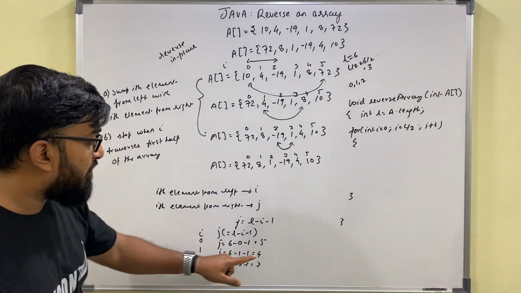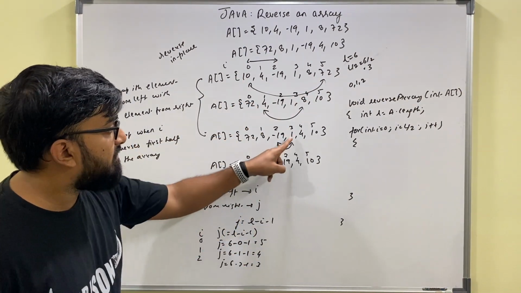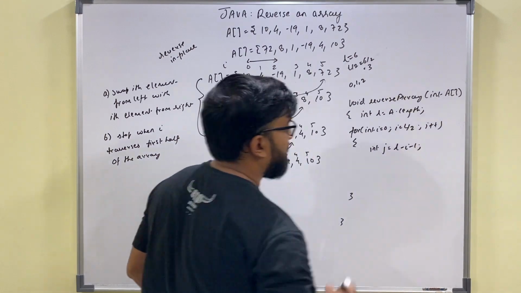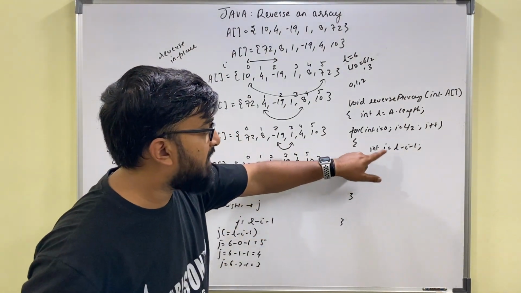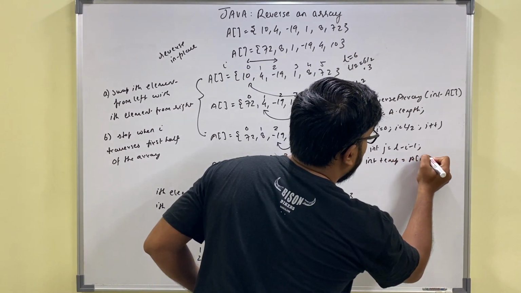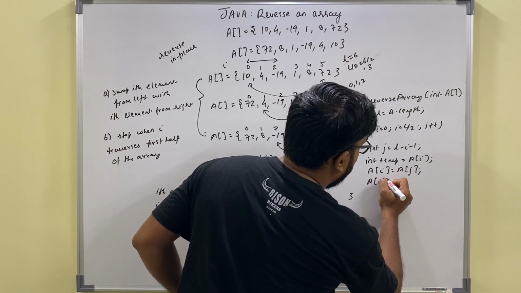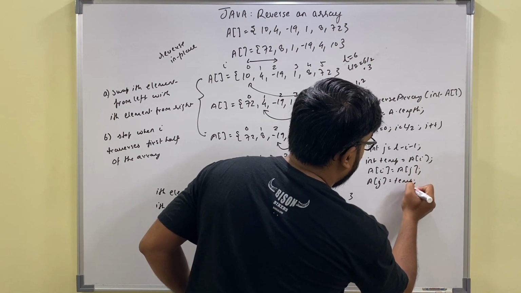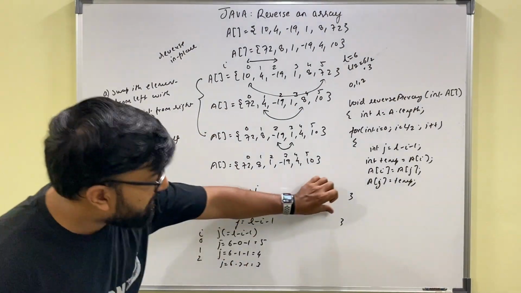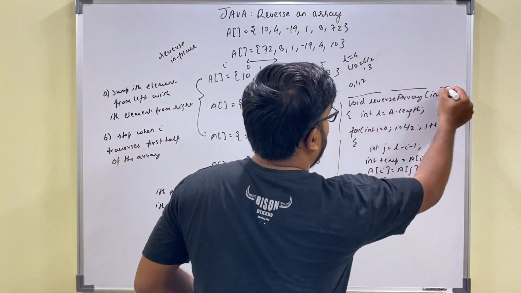For i 0, swap with 5. For i 1, swap with 4. For i 2, swap with 3. So I calculate j as L minus i minus 1, and I have to swap values at index j and index i. So I say int temp equals the value of index i. Value of index i is value of index j, and value of index j is temp, swapping the values at index j and i. And that is our function, and we find the reverse of array A in place.